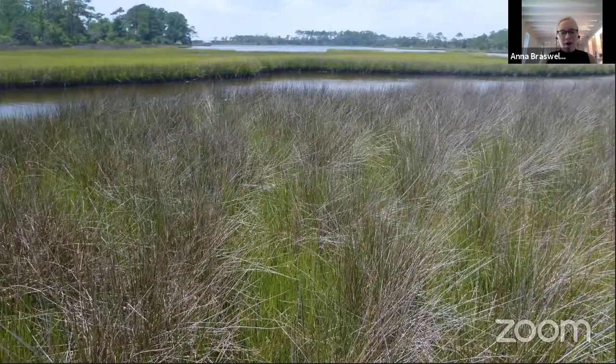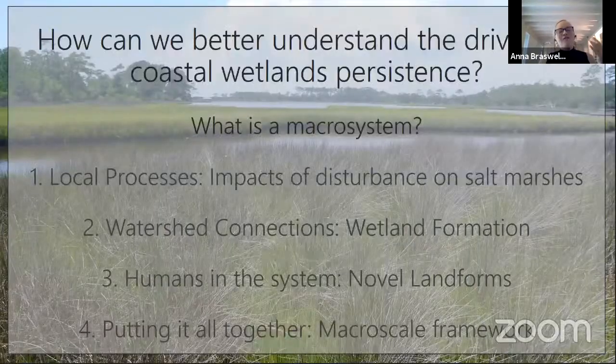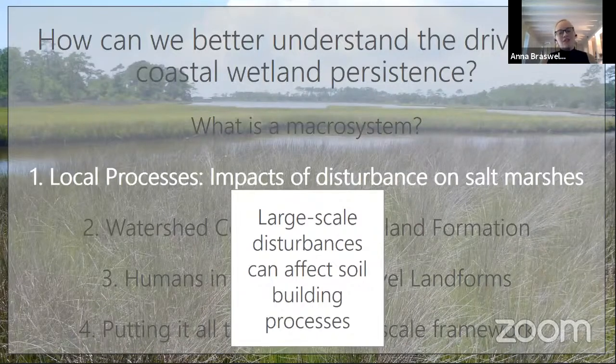So we're back here at the marsh, done a lot of talking. Just to sum it up, we found that local processes of disturbance can affect soil building processes. We can see that those are locationally different, and those locational patterns and how they respond to disturbance might affect the way that a marsh area as a whole responds to large scale disturbance.